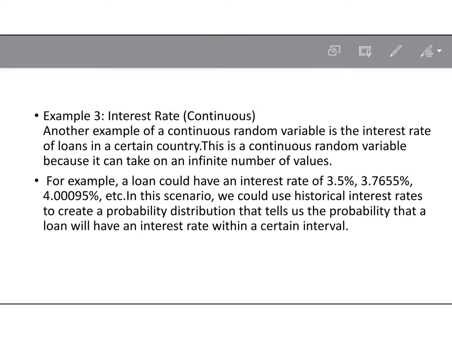For example, a loan could have an interest rate of 3.5%, 3.7655%, and 4.00095%, etc. In this scenario, we could use historical interest rates to create a probability distribution that tells us the probability that the loan will have an interest rate within a certain interval.